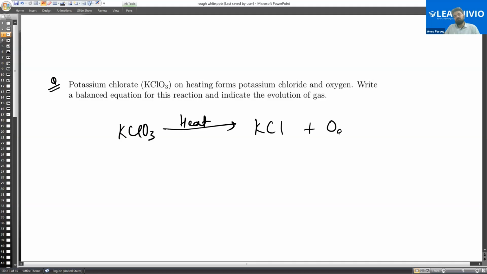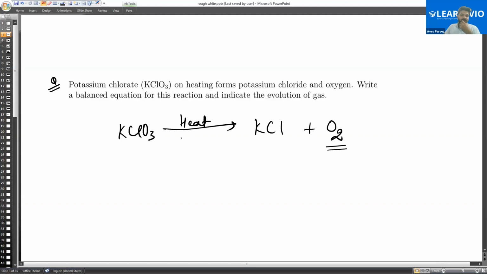KCl plus O2. Okay. When you balance it, how many oxygen atoms are there? 3. We will balance the oxygen at last, because it is found in its elementary form. But potassium and chlorine are already balanced. So lastly we have to balance the oxygen.